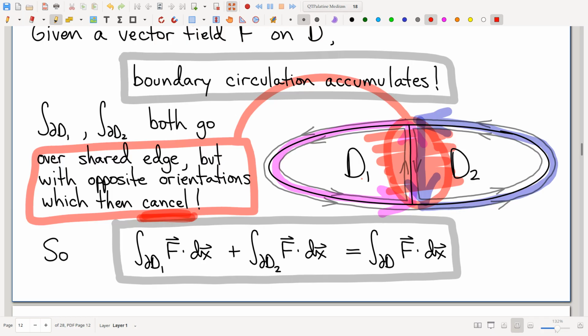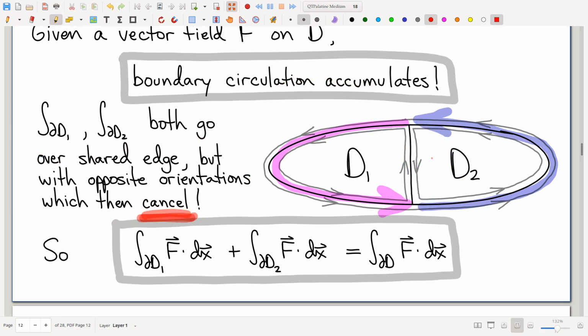Okay, well, sweet. With those gone, look at what remains. What remains is indeed the boundary line integral for the whole. So boundary circulation is an accumulating quantity because the whole is the sum of the parts, exactly because of the cancellation across this shared edge. Does that make sense to everybody?